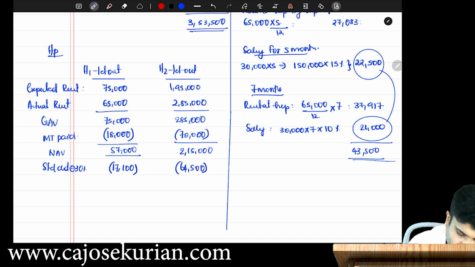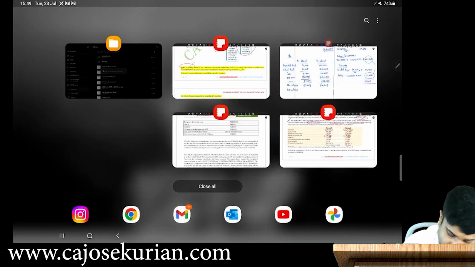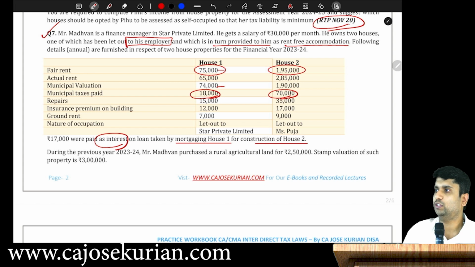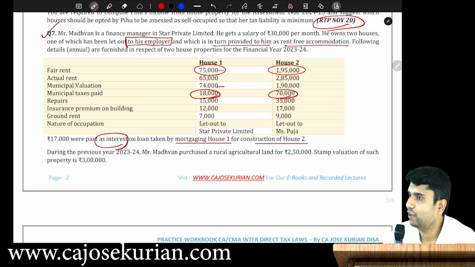64,500 for house 2. Now, how about interest on loan? Are they saying anything in relation to the interest on loan? Yes. What they are saying is 17,000 was paid as interest on loan taken by mortgaging house 1 for construction of house 2. So you tell me, for which property have you taken a loan? House 2 by mortgaging house 1.